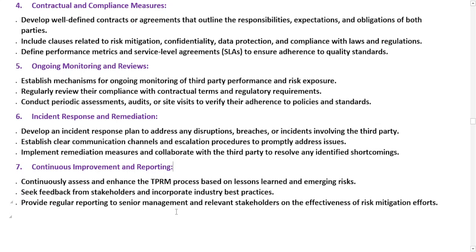So that is all about the third party risk management process. By following this structured third party risk management process, you can identify and manage all your organization's risk associated with your third party relationships more effectively. And this process not only enables your organization to protect its operations, its data and reputation, but it also ensures in maintaining compliance with applicable regulations and industry standards as well.